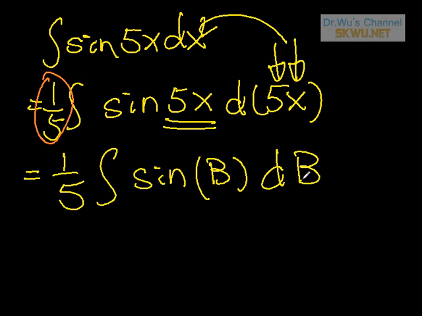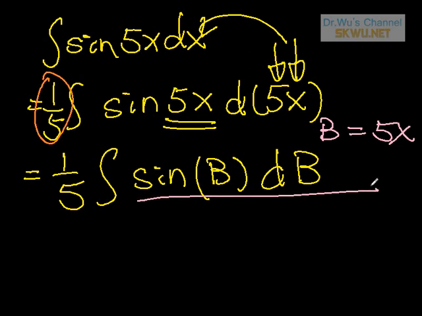Why is it correct? Because B is equal to 5x. We do a substitution. Now this expression doesn't have any x anymore. It only has B. But the 1 over 5 is still there. So what is the next step?